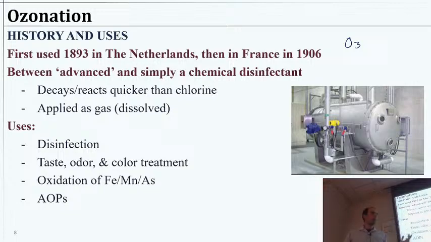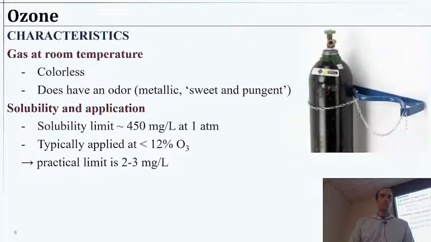We'll also, like chlorine, use it as a pretty good oxidant for things like metals. And as we will talk about, we can also apply it in such a way where we are intentionally getting some advanced oxidation based on the chemistry. So a few characteristics. Ozone is colorless. It doesn't look like anything that we can see. It does have a bit of an odor. People describe it as metallic or a little sweet but pungent.